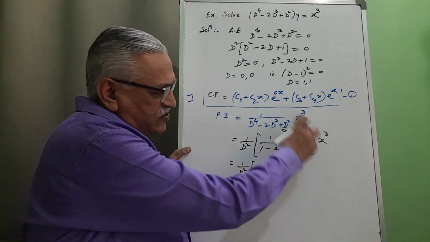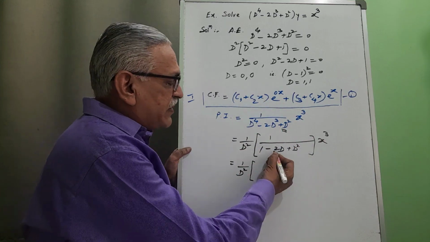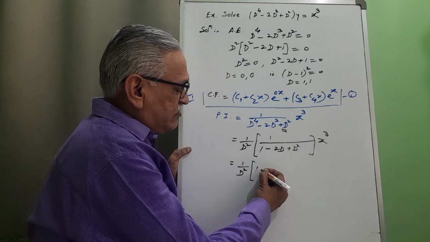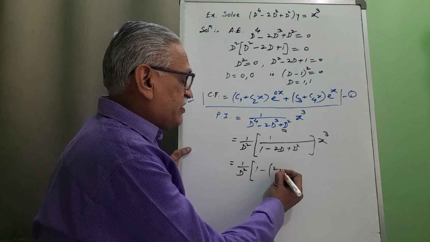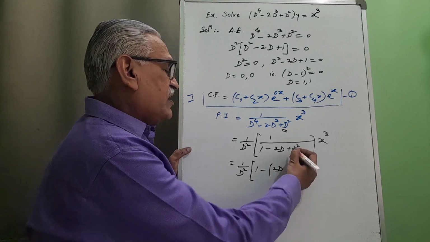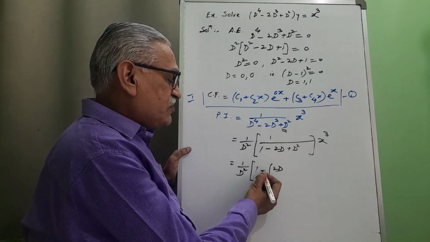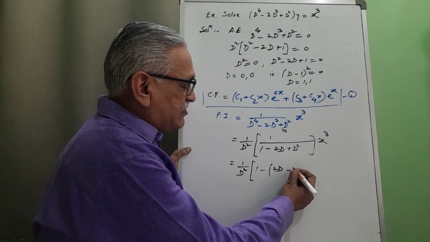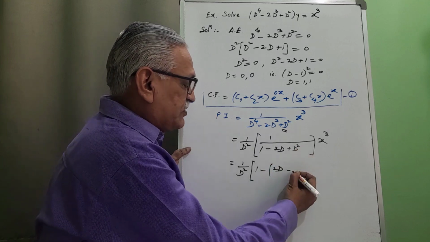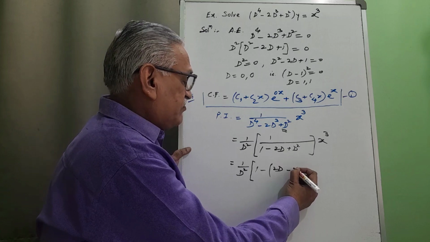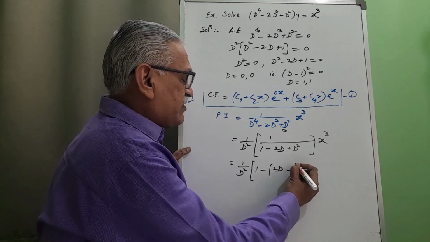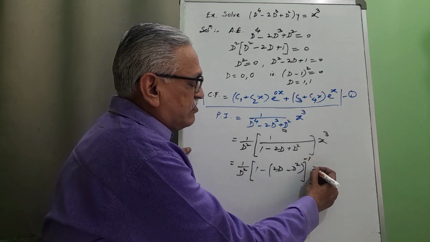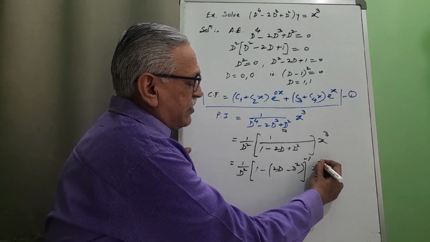Then transferring this term to the numerator by taking minus common from these 2 terms, we get 1 minus (2D and plus D^2). Since I have already taken minus common, the remaining term with a minus sign, minus minus, becomes plus. Therefore, it is D^2 with minus sign. As we are transferring it, it becomes raised to minus 1, which we have to operate on x^3.